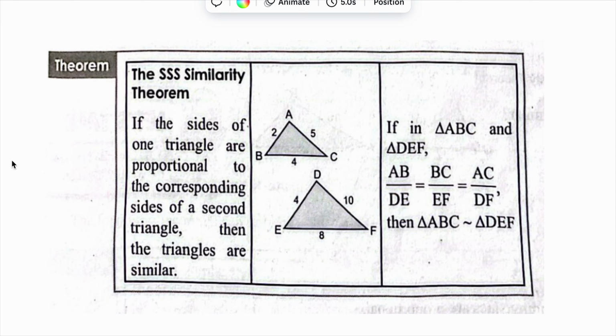Also, if there is side angle side, we have side side side. What if our given here is all sides without angles? It says here, if the sides of one triangle are proportional to the corresponding sides of a second triangle, then the triangles are similar.